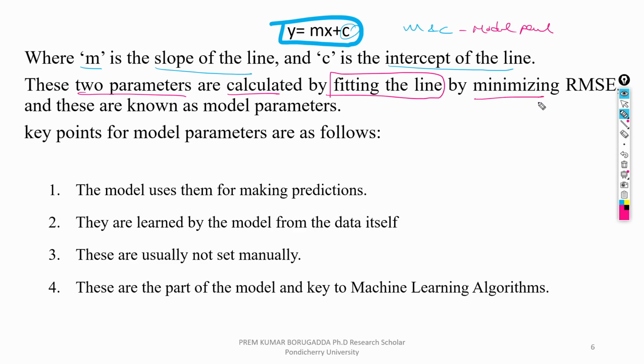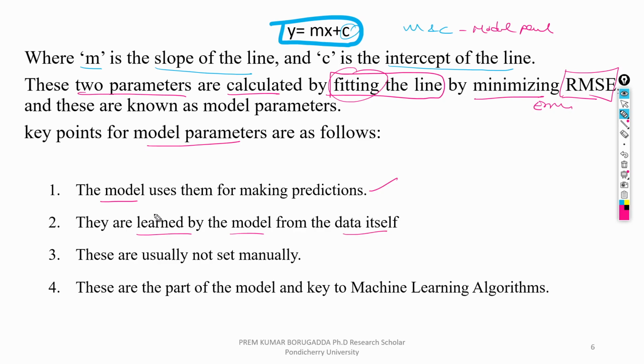We have to minimize the error. The error is the root mean square error. Whenever we minimize the error, that is the best fitted line. These are some of the key points for model parameters. The model uses these parameters for making predictions. They are learned by the model from the data itself.